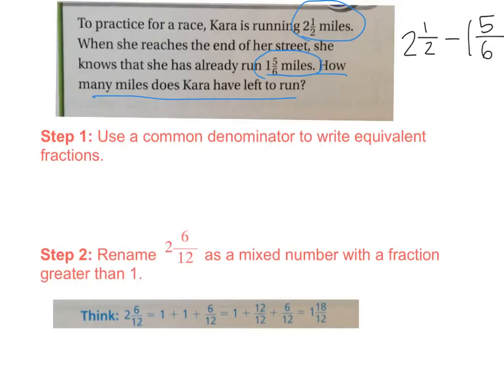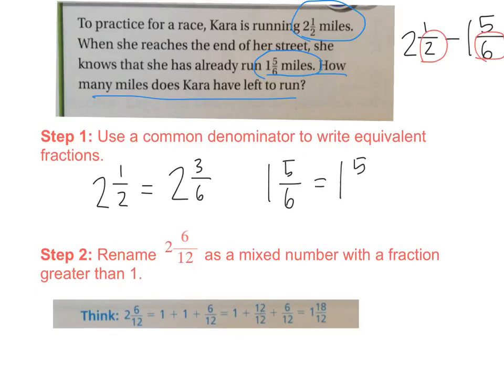So just like yesterday, your first step is to use a common denominator to write equivalent fractions. Let's look at our two denominators, 2 and 6. Right off the bat, do we know what could be a common denominator? 6. Okay, so let's rewrite it. So 2 1/2 is the same as 2 and how many sixths? 3/6. Excellent. And 1 5/6 is the same as 1 and how many sixths?